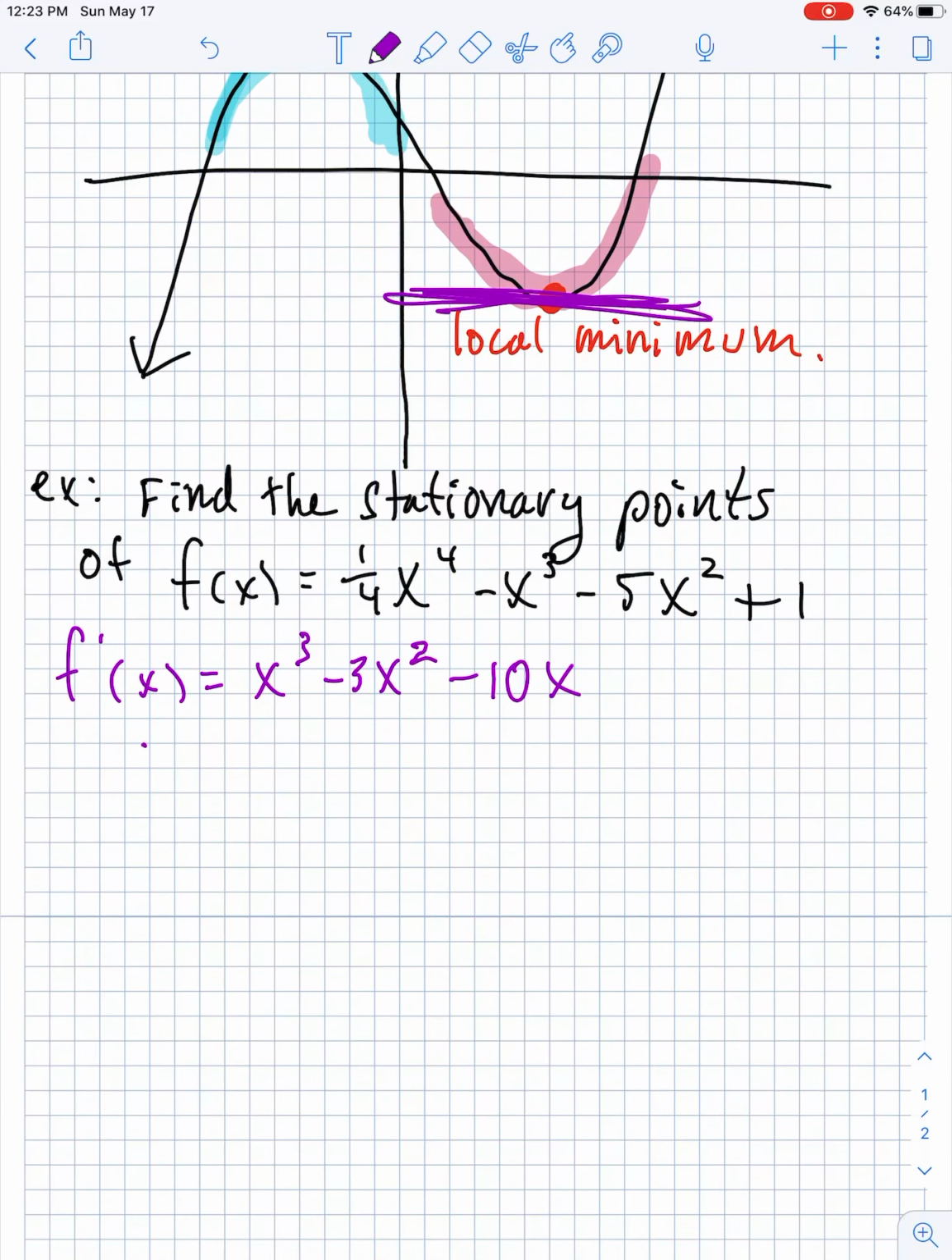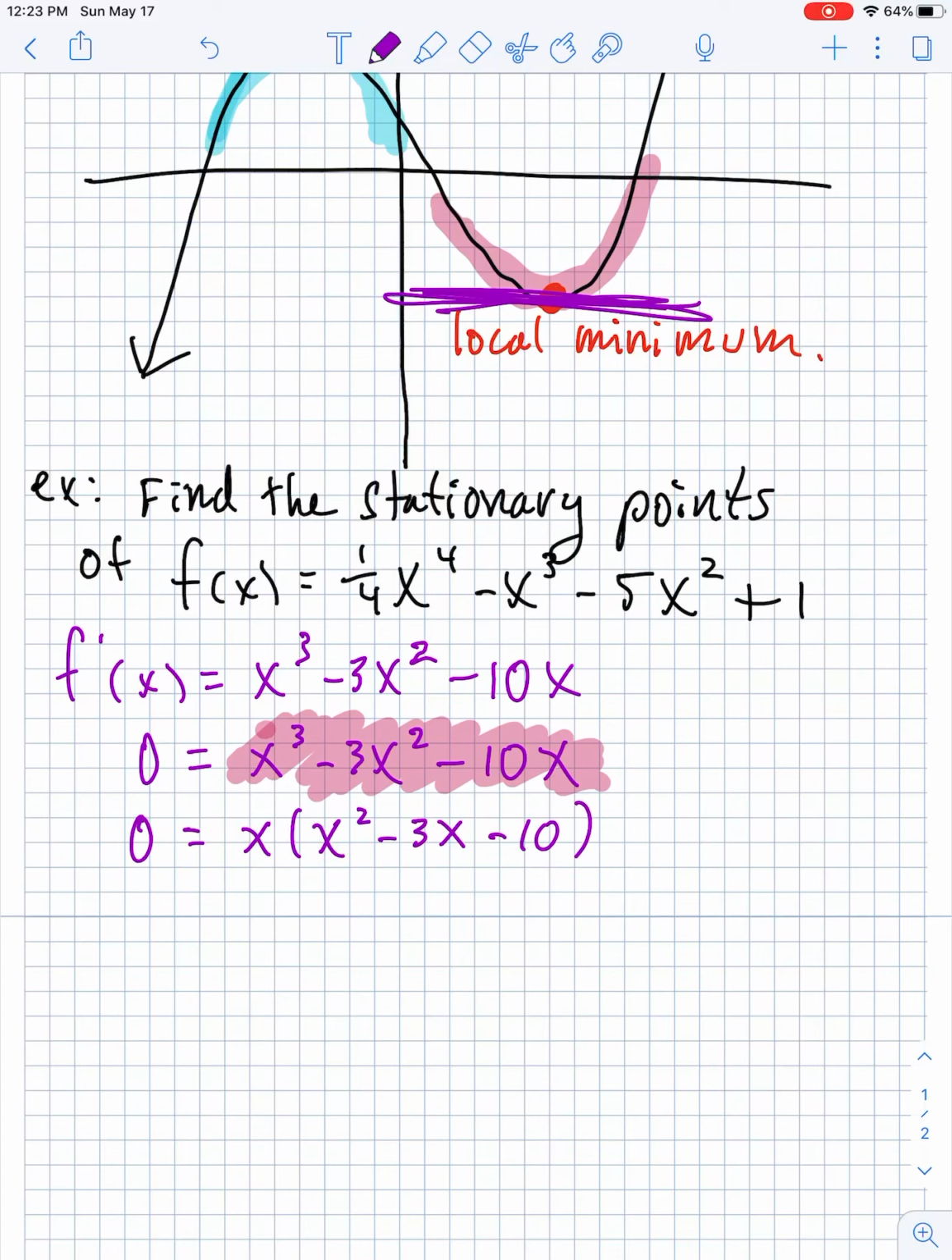So you can figure out where these are by just setting the derivative equal to 0 and trying to figure out what x is. Now, you might look at this and be like, oh my gosh, it's a cubic. I don't know how to solve cubics. You guys, it's not really a cubic. It's a quadratic in disguise. Do you see how all three terms have an x in them? That means you can factor out that x and get x squared minus 3x minus 10.